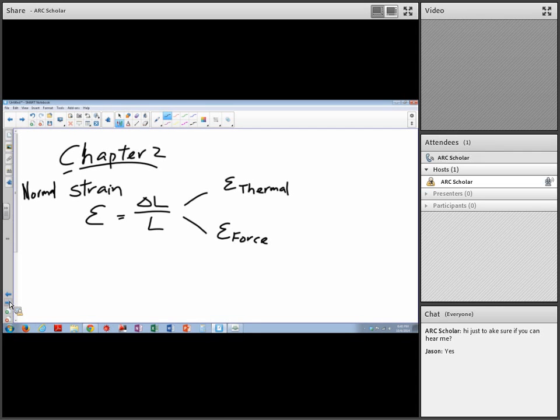The total strain will be... and this is the coefficient per degree Celsius, how much it increases when temperature increases by 1 degree Celsius. And this is strain and temperature, and delta T is the change in temperature.